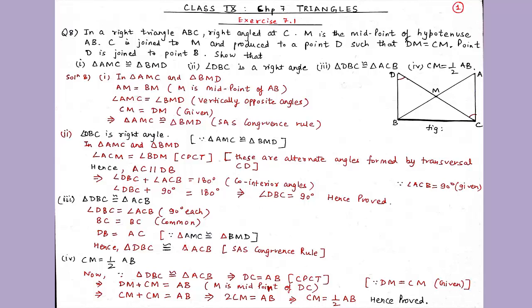Now students, in place of DM, I can write CM as both DM and CM are equal, which is given. So from here, on the LHS, we have CM plus CM, which is equal to 2CM, and this is equal to AB. So from here, CM is equal to half of AB, and hence we have proved.